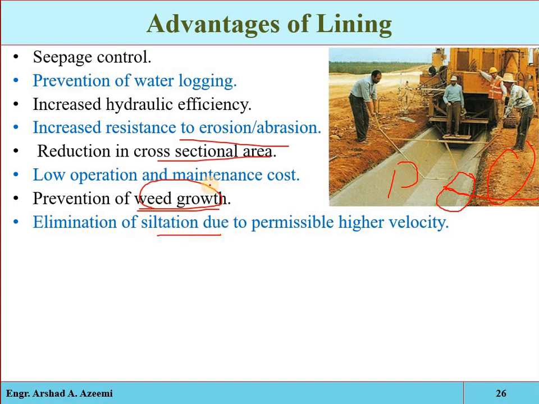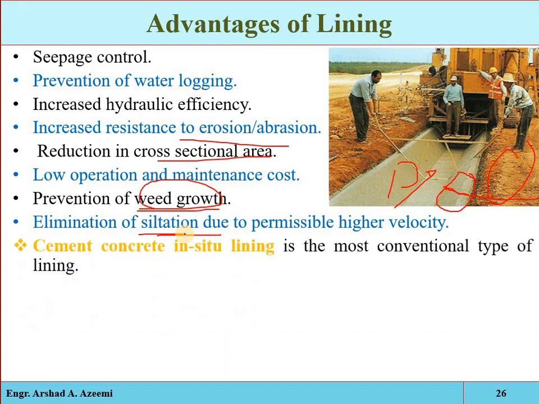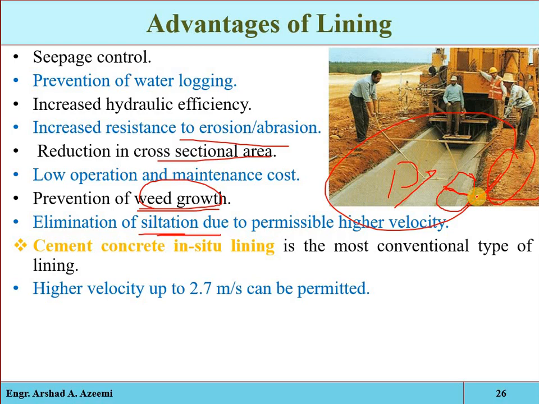See, when we can increase the velocity in the lined canal, then we can say that the silt present in the irrigation water will not deposit. Also, cement concrete is the most conventional. You can see in this figure a simple cement concrete lining. That is one of the conventional types of lining. Also, in the lined canal, the velocity can be as high as 2.5 meters per second.